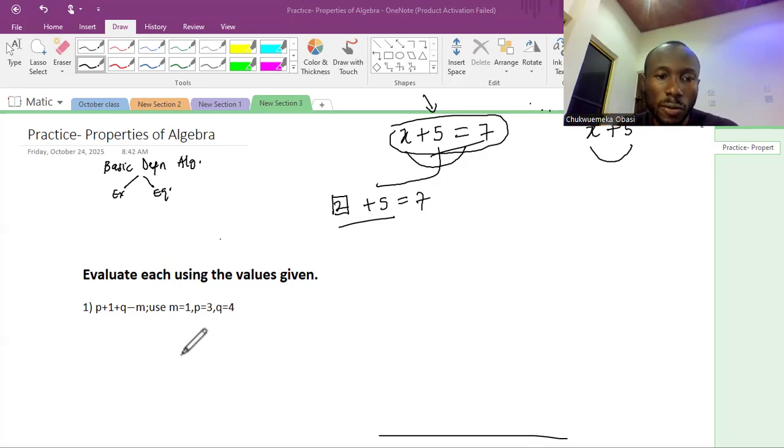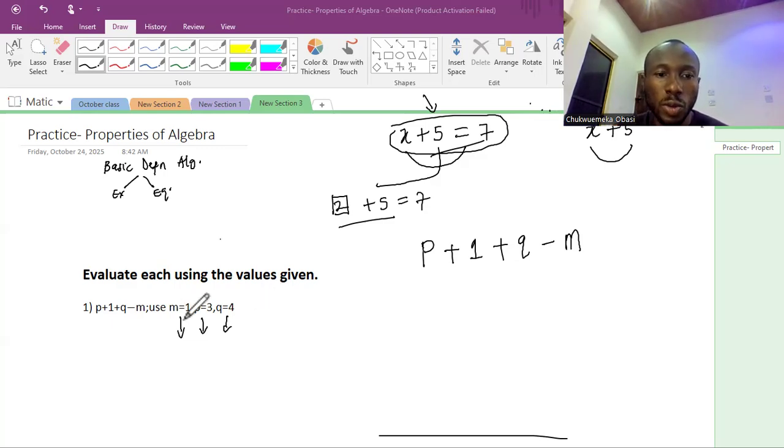Now, for this particular first question, we have P plus 1 plus Q minus N. Of course, you know, this is an algebraic expression. Now, they want us to evaluate this algebraic expression with the given values of the unknown variables, the P, the Q, and the N. Like you can see, the M is 1, and the P is 3, and the Q is 4. So we're going to replace these unknown variables with their right values, and then we'll now simplify them.